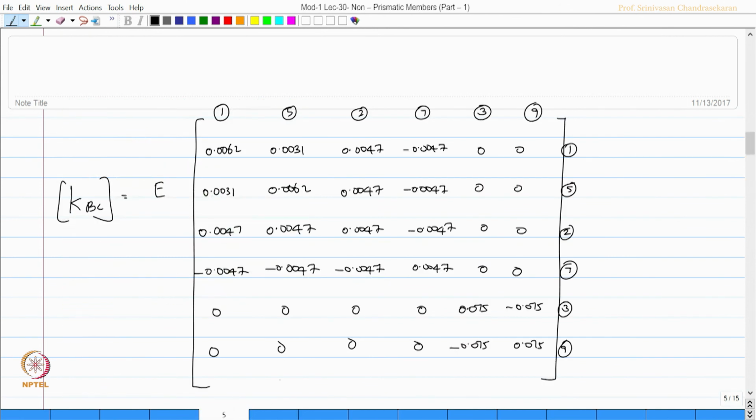Okay. So, the K total will be 9 by 9 with all the 9 labels. We can assemble them, then get the partition of this. Okay. Let us do this exercise using the computer program.